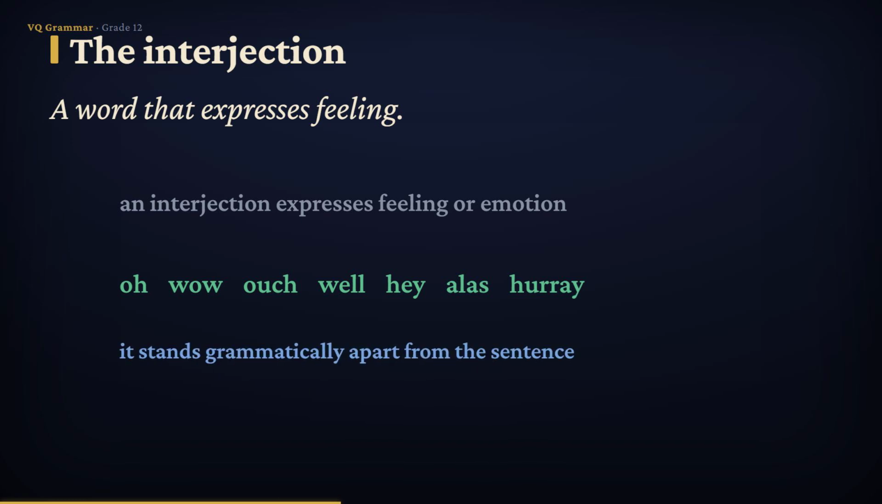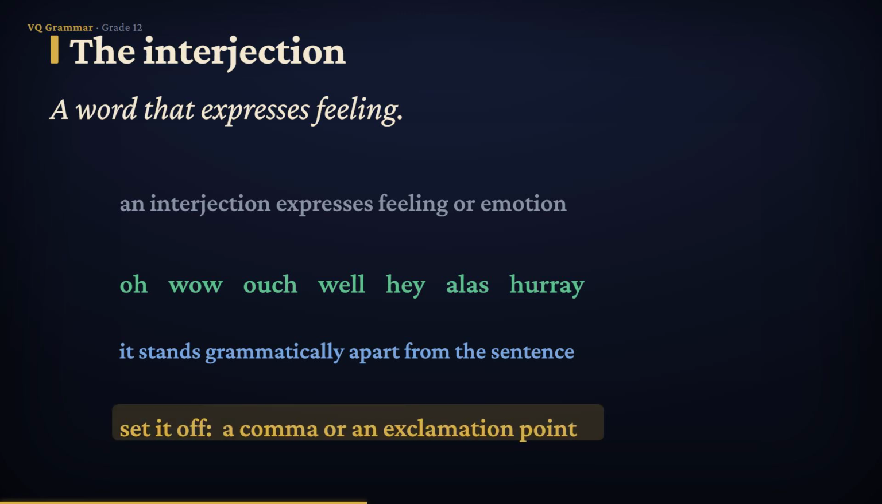An interjection has no grammatical connection to the rest of the sentence. It doesn't act as a subject or a verb or anything else. It simply bursts out and stands apart. And because it stands apart, we set it off from the sentence with punctuation, either a comma or an exclamation point, depending on how strong the feeling is.